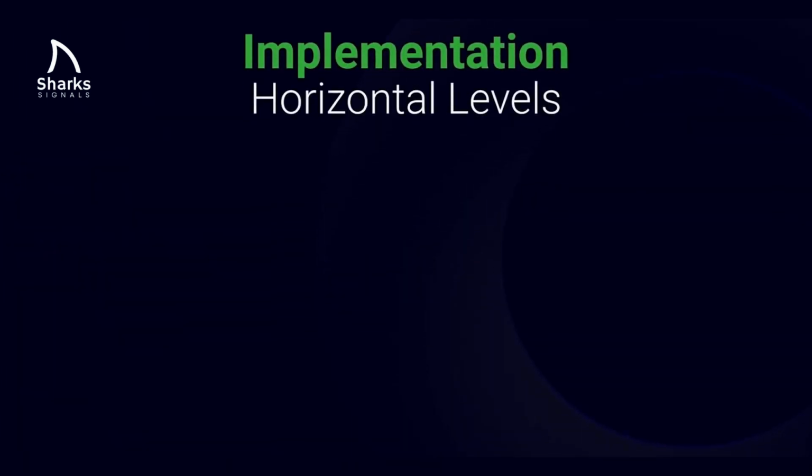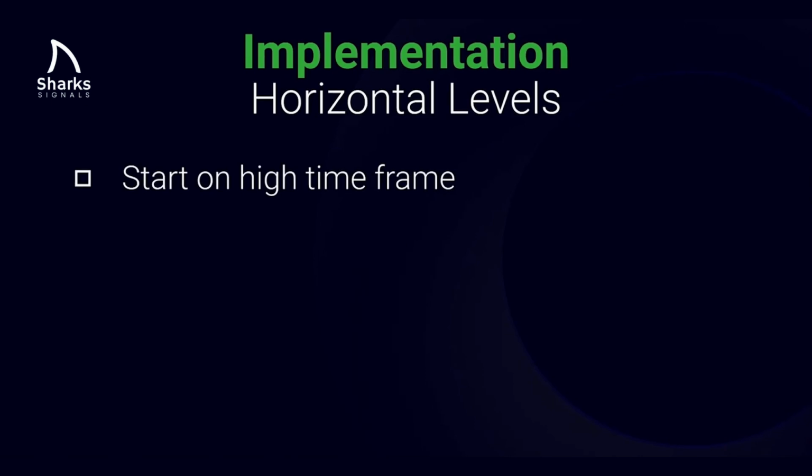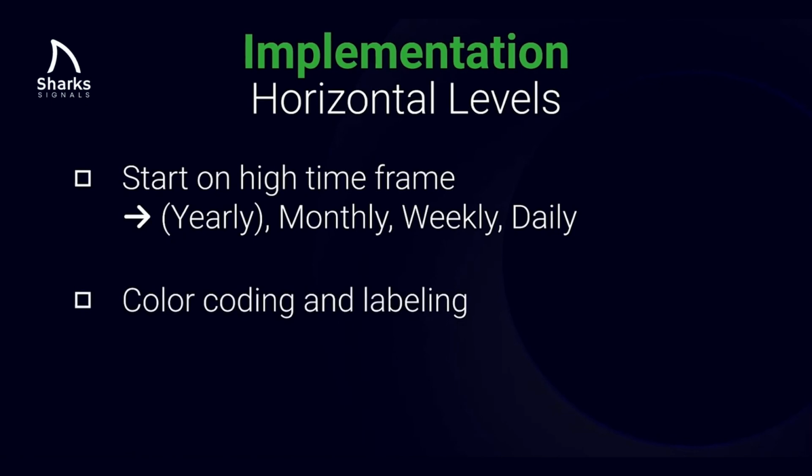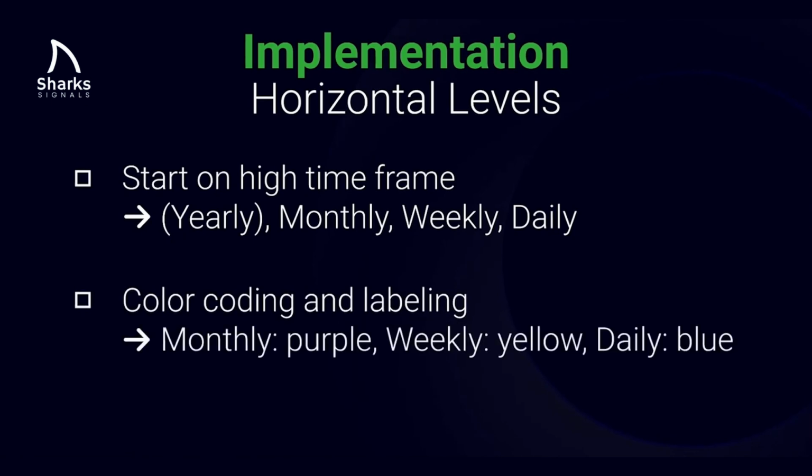To draw horizontal levels, we recommend that you start on high time frame and move down to the lower time frames. For example, begin with the monthly time frame and move down to the weekly and then the daily time frame. Sometimes, for certain assets, such as stocks or assets with a very long price history, yearly levels can also be useful. We recommend that you color code and label your levels: monthly purple, weekly yellow, and daily blue, so that you can always quickly identify what your horizontal line means, even if you are in a different time frame.